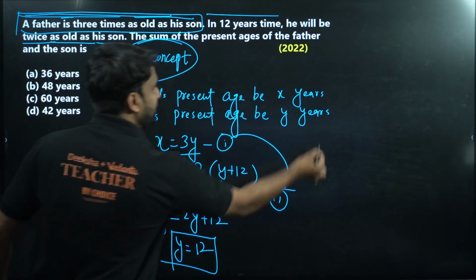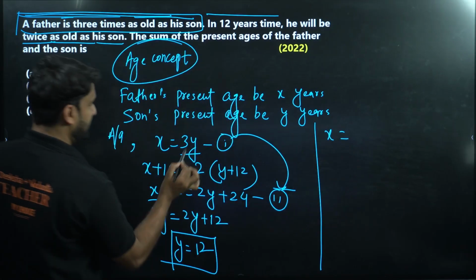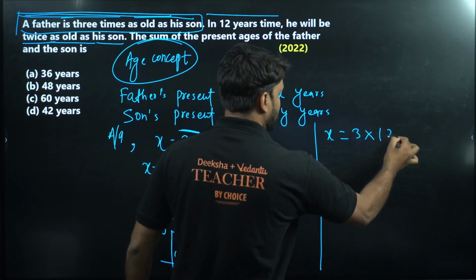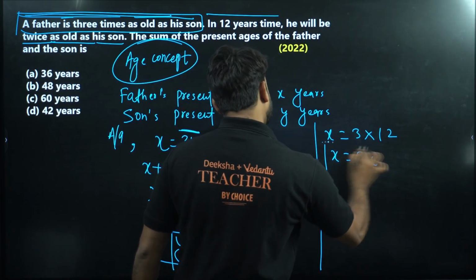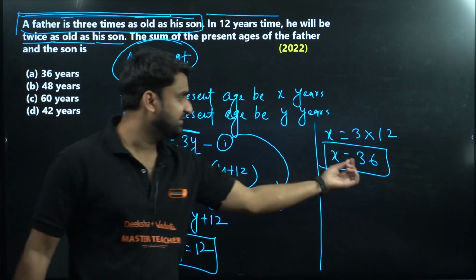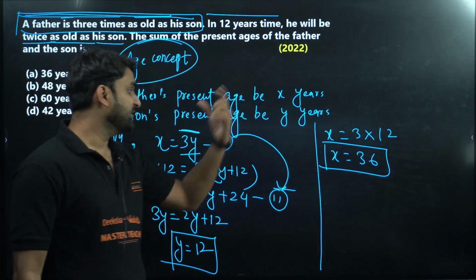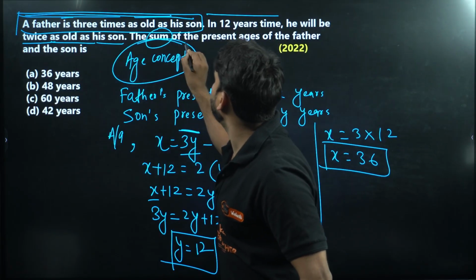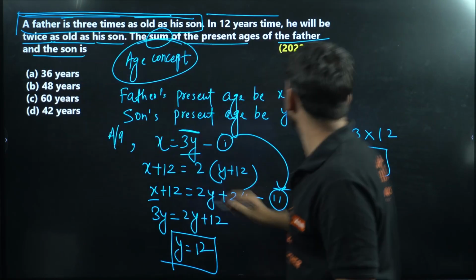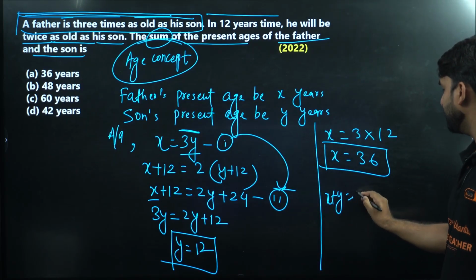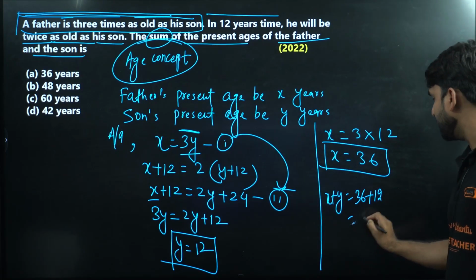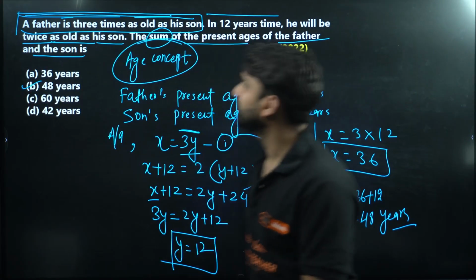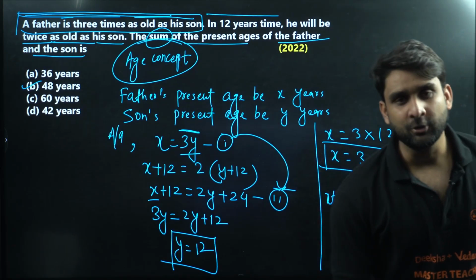Once we get Y, what will be X? X is 3Y. So 3 into 12, as we have already calculated Y equal to 12. So this is 36. So X is the present age of the father. Father is 36 years old, and the present age of the son is 12 years old. But this is not our answer. The question is asking the sum of the present ages of the father and the son. So X plus Y, 36 plus 12, is equal to 48 years. Any option is there? Please check it. Option number 2 will be the correct answer. I hope this is clear to you all.